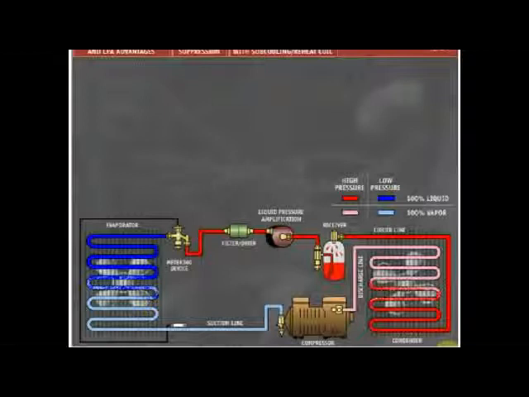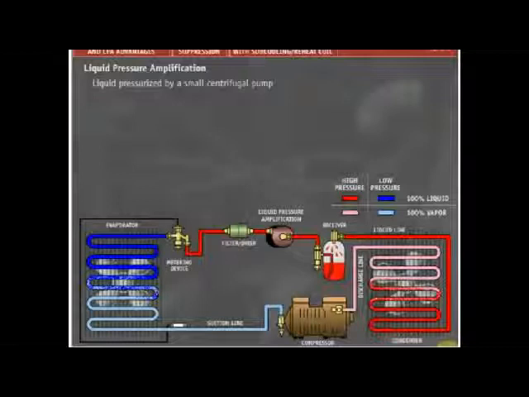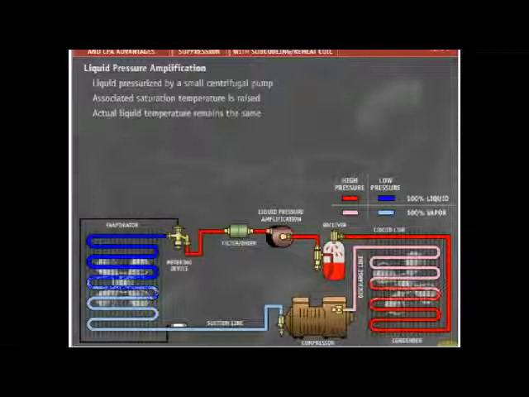A more efficient way to subcool liquid usually is to use liquid pressure amplification. Using this technology, liquid refrigerant entering the liquid line is pressurized by a small centrifugal pump. By increasing the pressure of the liquid refrigerant, the associated saturation temperature is raised, while the actual liquid temperature remains the same. The liquid therefore becomes subcooled and will not flash if exposed to pressure drops in the liquid line.